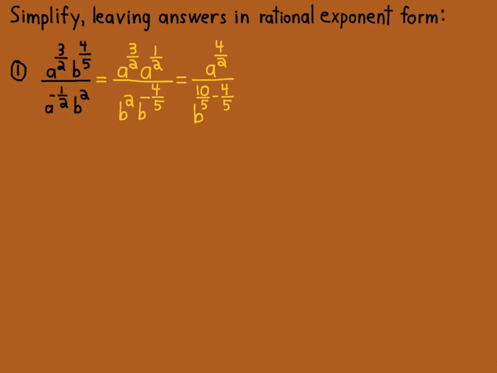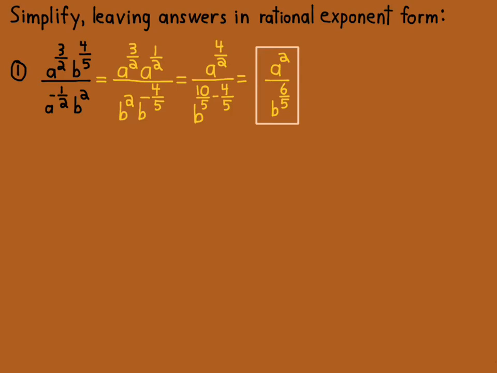And then I combine the base a ones and the base b ones. So you do that by adding the exponents. The ones on the a are easy. It's just 4/2, which of course will reduce to 2. On the bottom, I need a common denominator of 5, so I multiplied the first one, this b squared, by 5 over 5 to get 10 over 5. And then it's minus the 4/5. And then I can simplify those, and I get a squared over b to the 6/5.